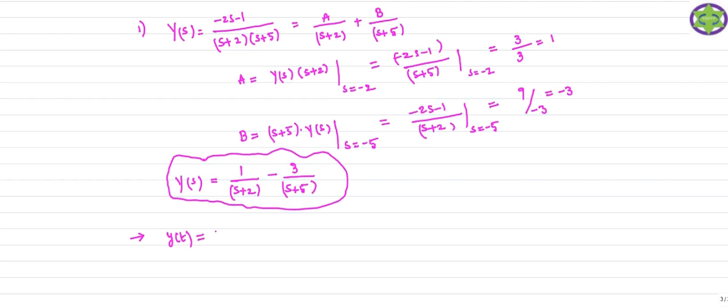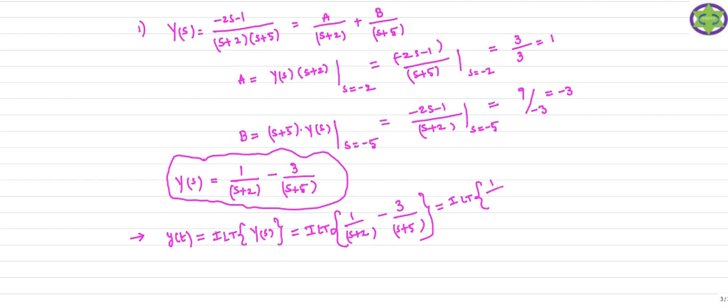What is your y of t? The inverse Laplace transform of capital Y of s will give your y of t. So that is equal to the inverse Laplace transform of 1 by s plus 2 minus 3 by s plus 5. Remember carefully, this is a very important formula. So that is equal to the inverse Laplace transform of 1 by s plus 2 minus the inverse Laplace transform of 3 by s plus 5.